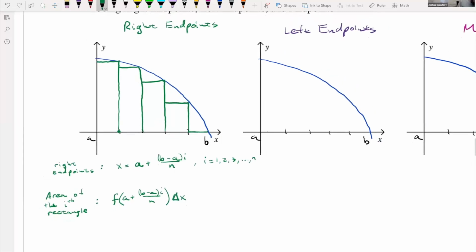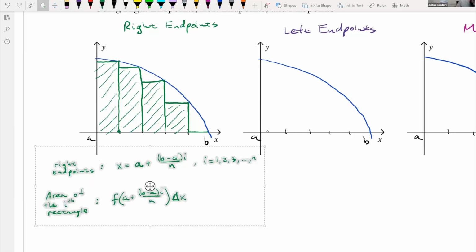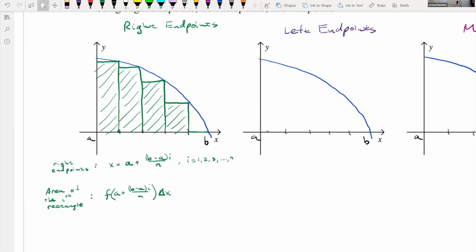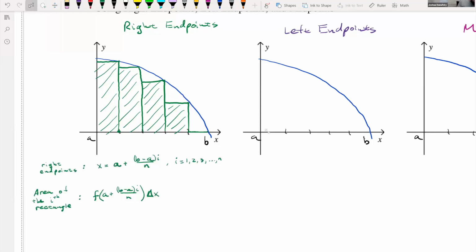And so that's how we deal with finding areas of several rectangles. And when I say several, I mean n rectangles. It could be 5, it could be 10, it could be 100, it could be 1,000. We could let n go off to infinity. We've got our right endpoints, and we have our area of our rectangles using those right endpoints.